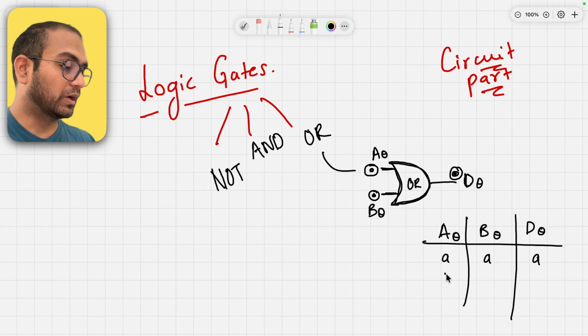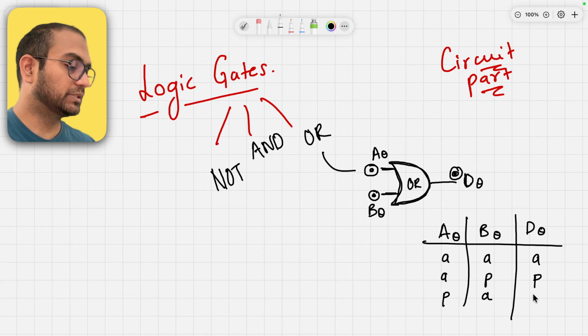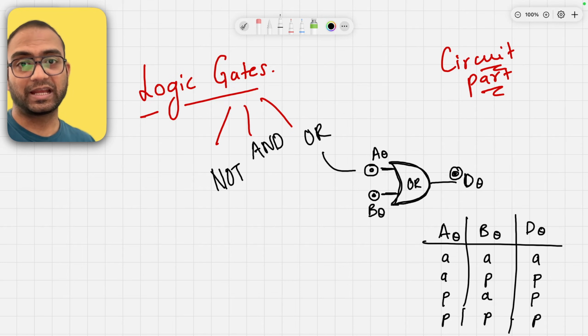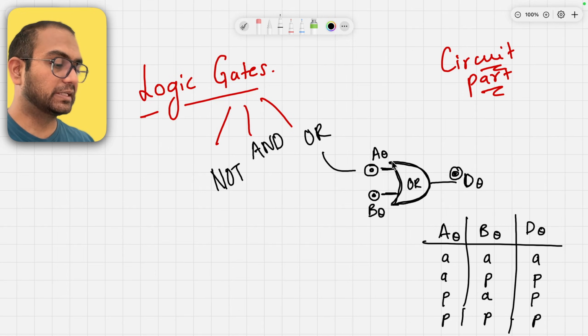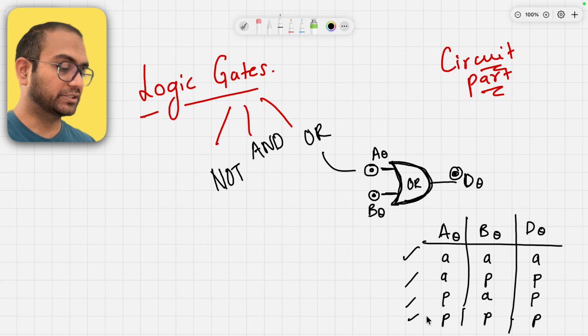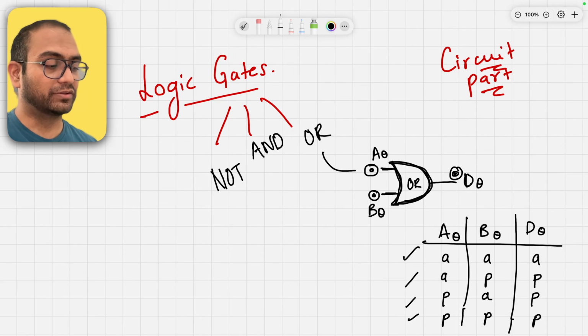If A0 is absent but B0 is present, then D0 is present. If A0 is present and B0 is absent, even then D0 will be present, and if both of these are present, then D0 is present. This presence and absence you can give a different name: true, false, 1, 0, active, inactive. But the idea is that the behavior of this circuit, the treatment of its inputs, is of this nature. So that's the OR gate.